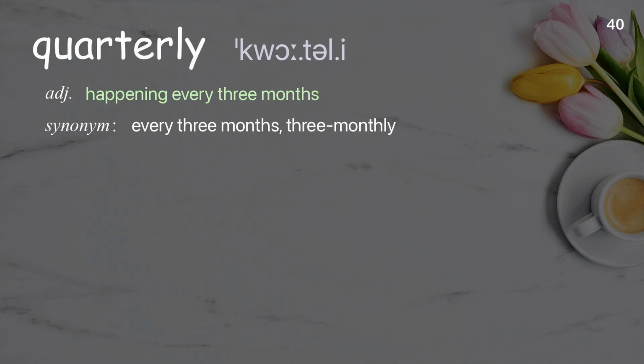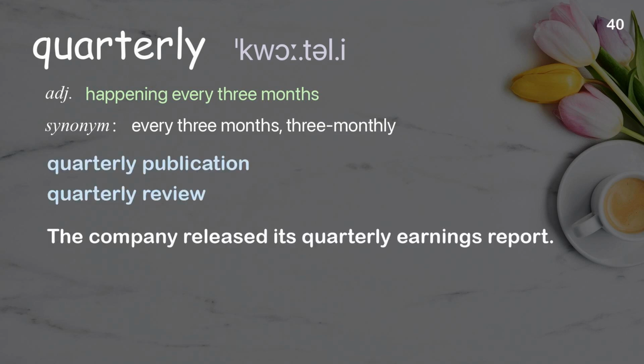Quarterly. Happening every 3 months. Examples: Quarterly publication. Quarterly review. The company released its quarterly earnings report.